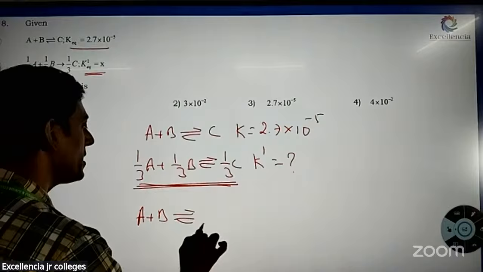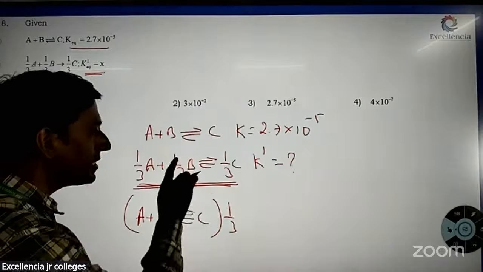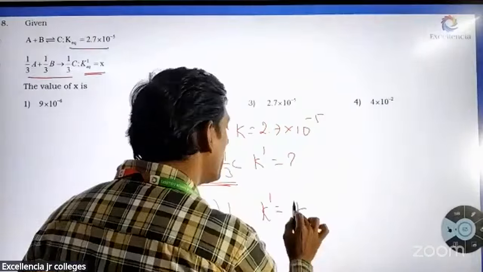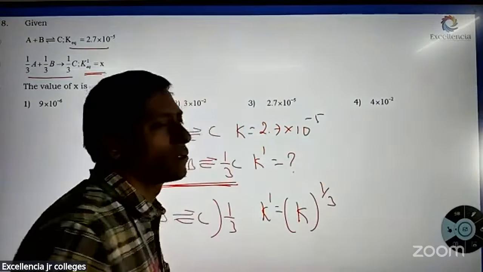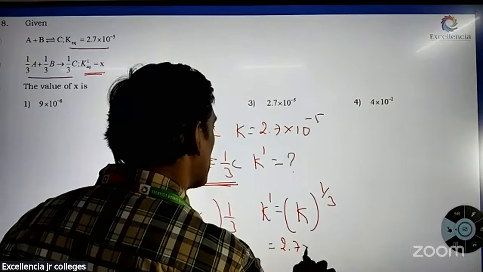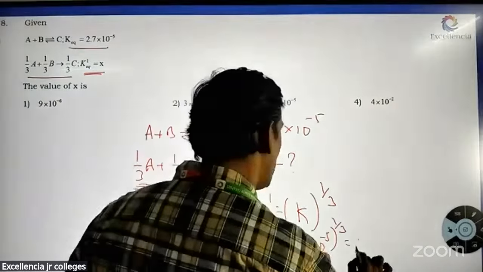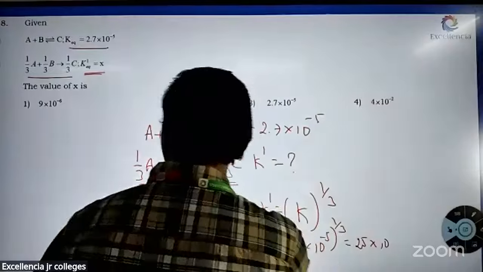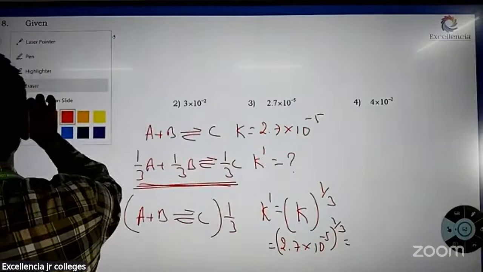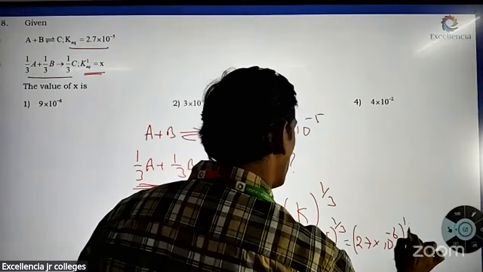A plus B giving rise to C. If it is multiplied by 1 by 3, you get that expression. So as I am getting the equation by multiplying by 1 by 3, the new equilibrium constant can be obtained to the power 1 by 3. So when we raise to the power 1 by 3, do the substitution. So 2.7 into 10 power minus 5 to the power 1 by 3. We can write the same thing as 27 into 10 power minus 6 to the power 1 by 3.